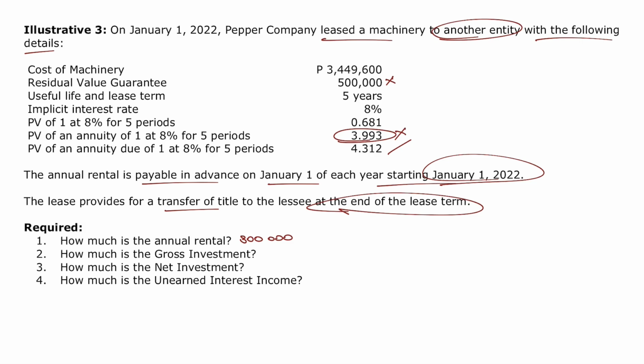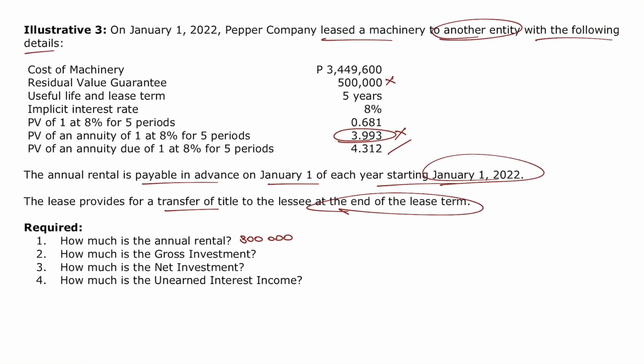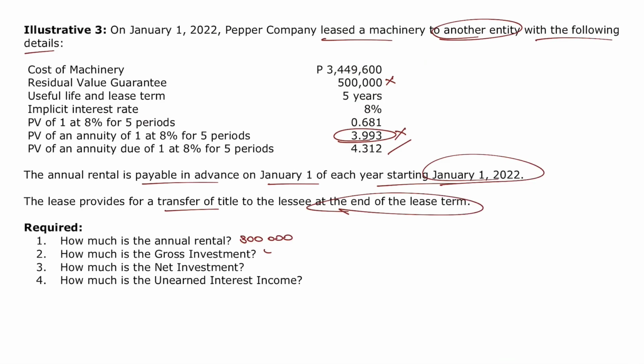Requirement number 2 tayo. Requirement number 2, how much is the gross investment? Well, since i-ignore nga natin, kasi nothing is added, no? Yung residual value, see to it that gross investment will now be equal to 800,000, that's the annual rental, times the lease term, which is equal to 5 years, no? So, ang ibig sabihin dito, meron tayong 800,000 times 5, or our gross investment, no, will be equal to 4 million pesos. So, requirement number 2, 4 million pesos will be our final answer.